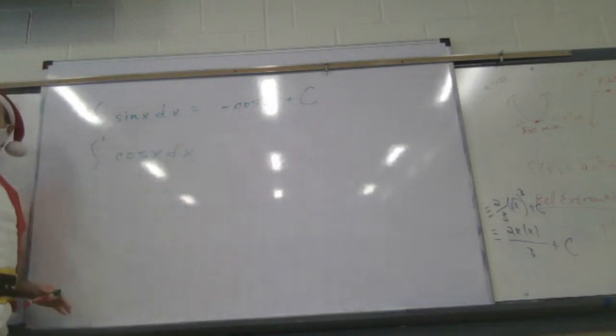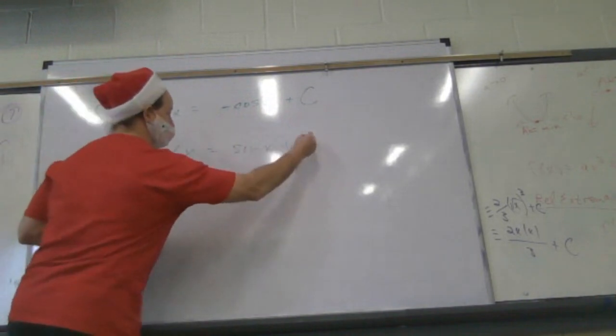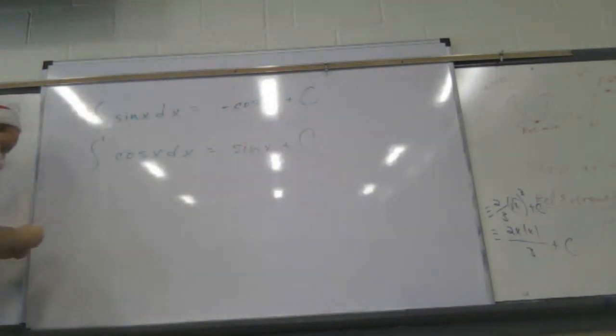All right, but anyway, what's the antiderivative of cosine of x with respect to x? Well, the derivative of what is cosine? Sine. So it's just sine of x and then plus C.